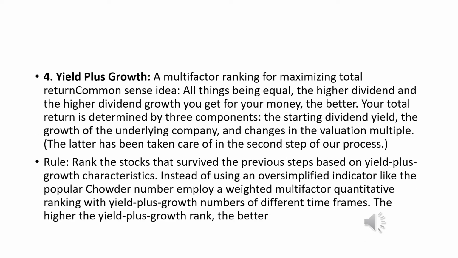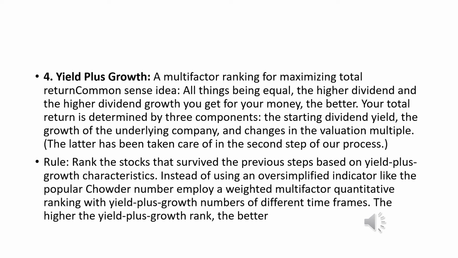The next step is yield plus growth. Yield plus growth, a measure for ranking for maximizing total return, all things being equal. The higher dividend and the higher dividend growth you get for your money, the better. Your total return is determined by three components: the starting dividend yield, the growth of the underlying company, and changes in the valuation multiple.